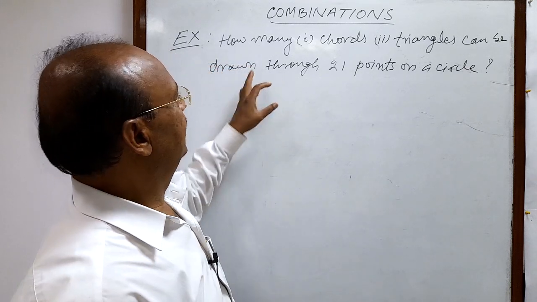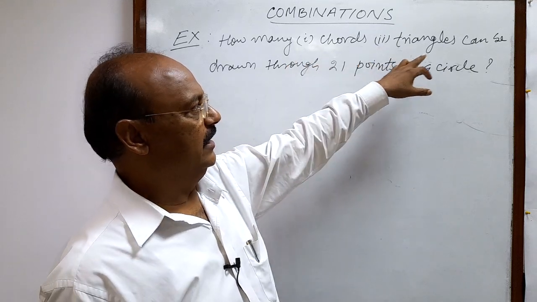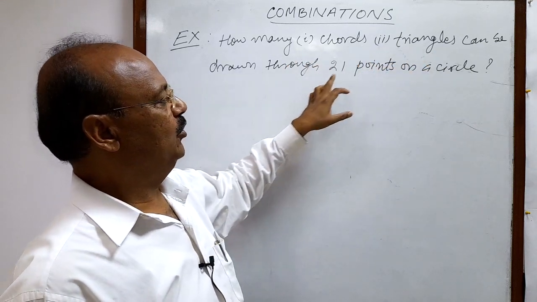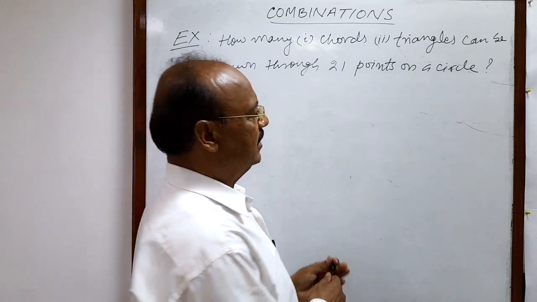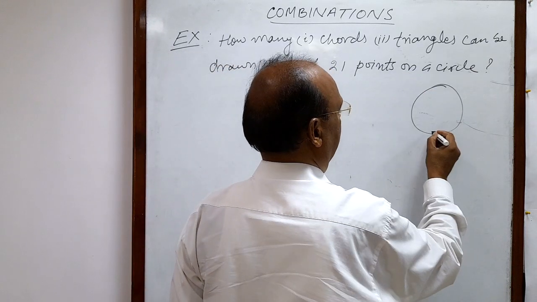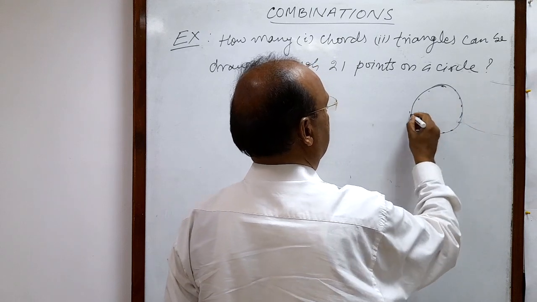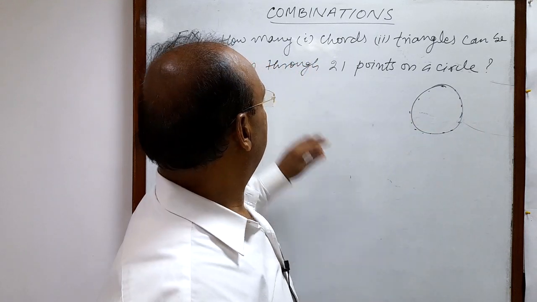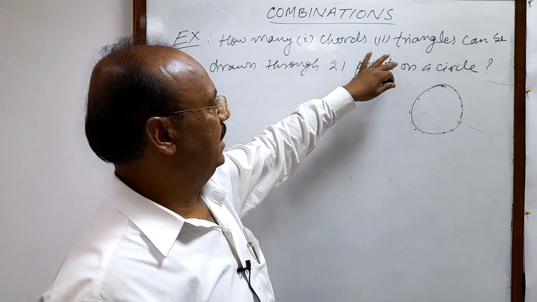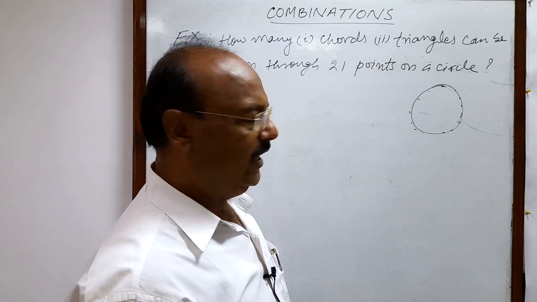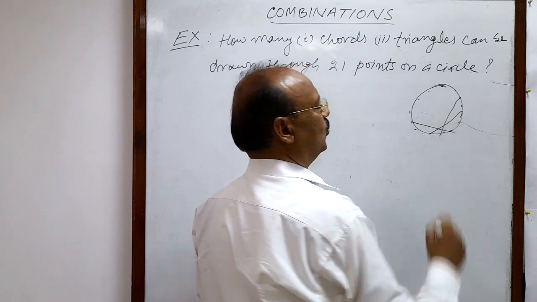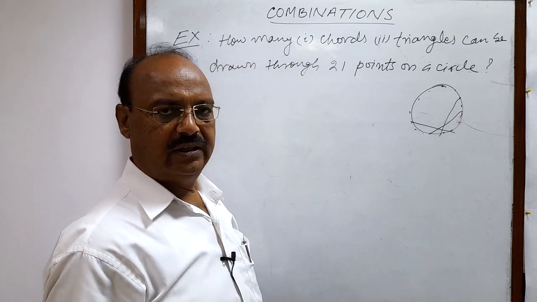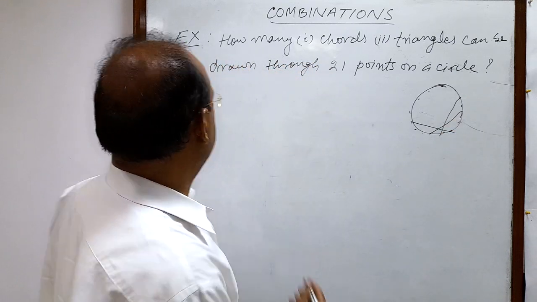Here the question is how many chords and triangles can be drawn through 21 points on a circle. In any circle, 21 points are given along the circumference. Suppose 21 points are given. So the first question is how many chords can be drawn. Whenever any 2 points are joined, we get a chord. Any 2 points can be joined to get a chord. So let us see the solution.